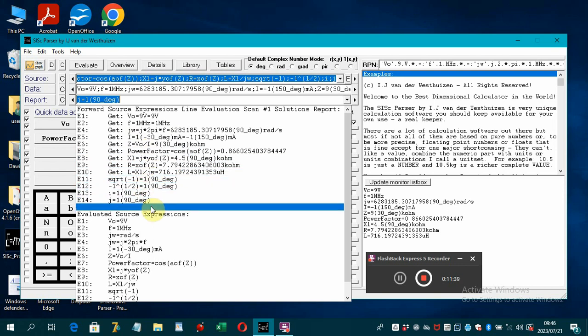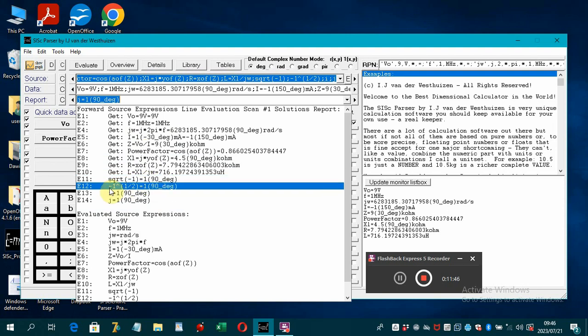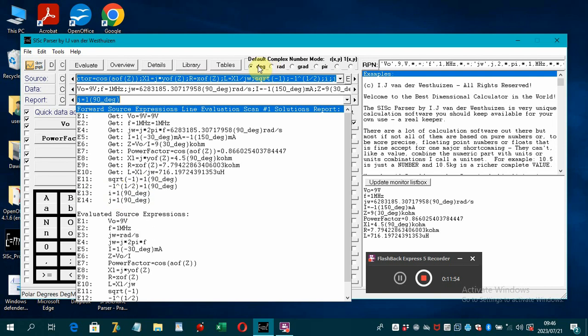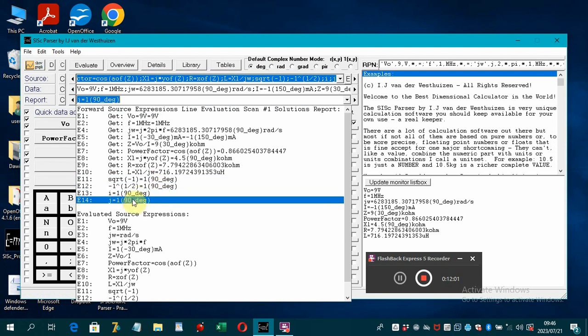It was very simple. Here I just demonstrate that square root of -1 is 1 angle 90 degrees, -1 to the power of a half is also angle 90 degrees in this mode, of course, in this degrees mode. There, you see there, and you see that I is the same value as square root of -1, and J also.